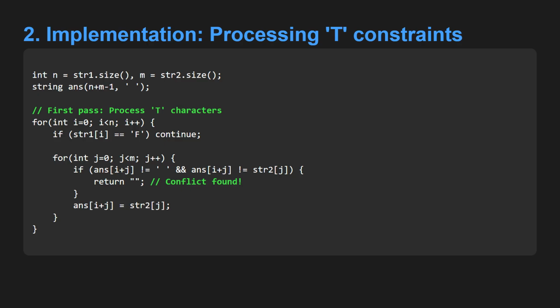Looking at the C++ implementation, we start with the first for loop. This loop iterates through str1 to fulfill all the required T characters. If we detect a conflict where a position requires two different characters, we instantly return an empty string. This ensures our required substrings are perfectly placed.